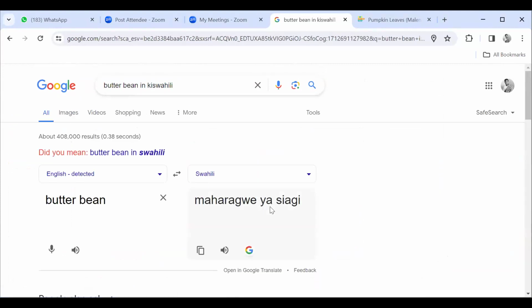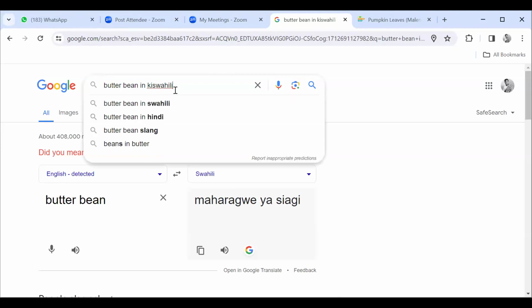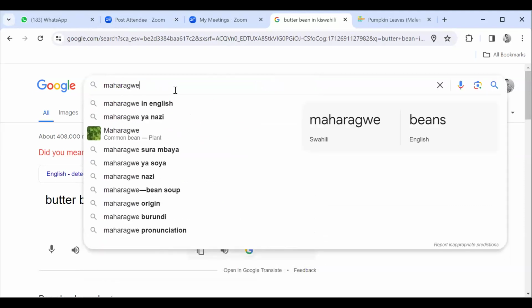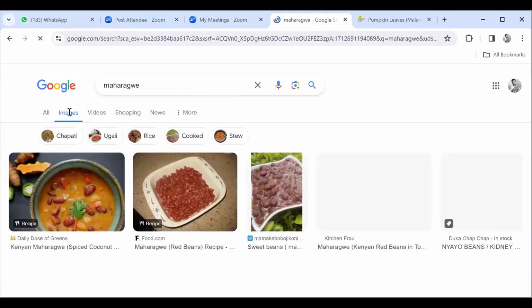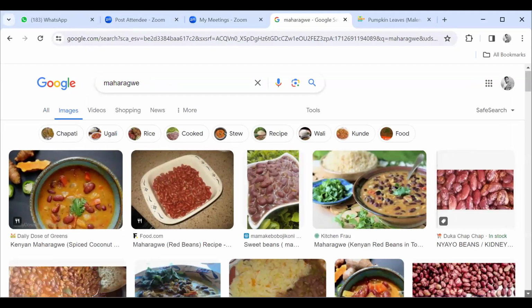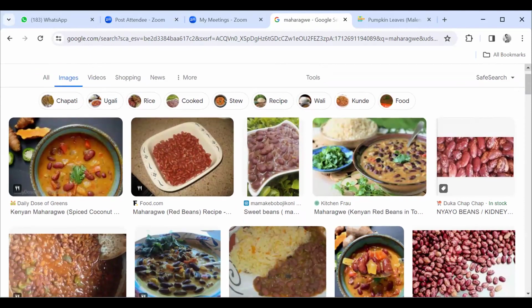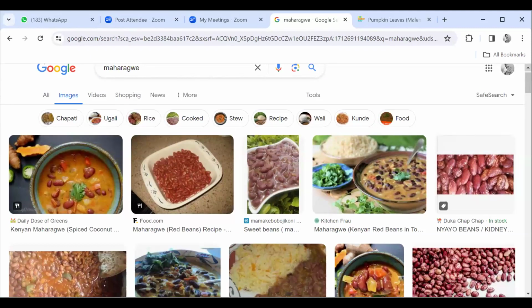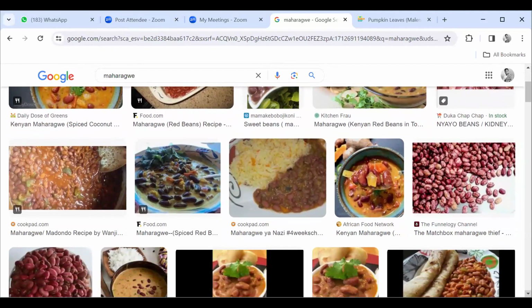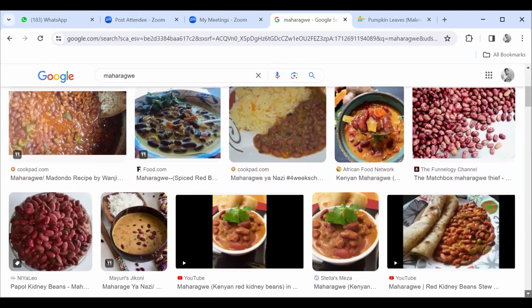You see, maharagwe siagi. Maharagwe is the beans. Ma-ha-ra-gwe, that's the name for beans. Any bean is called maharagwe. That seems to cover all beans. So the categories of beans, like what you call butter bean, is what they call maharagwe siagi. But based on whether they're available in other parts of the country, that's how the names come in. You learn that for the first day.